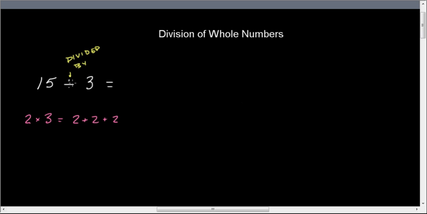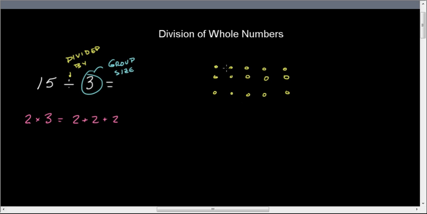Well, division is the opposite of multiplication, and so instead of using addition, we're going to use subtraction. The only thing that we know, though, is the group size. When we subtract, we're always going to subtract in groups of 3. And so let's write out 15 things: 1, 2, 3, 4, 5, 6, 7, 8, 9, 10, 11, 12, 13, 14, 15. Now when we subtract off, we are going to subtract off in groups of 3.